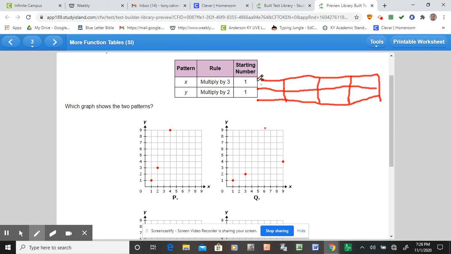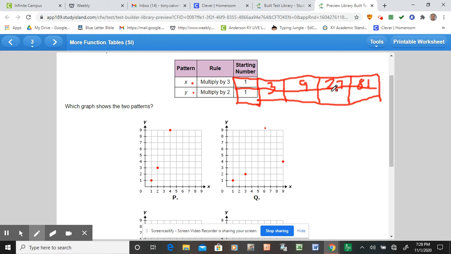Okay, now remember, this is part of our table here. The 1, 1 is the first column of our table, and it continues on. We have X and Y again, and the rule for X is multiply by 3. So 1 times 3 is 3. Now, 3 times 3 is not 6. What is it? It's 9. 9 times 3 is 27. And 27 times 3 is 81.